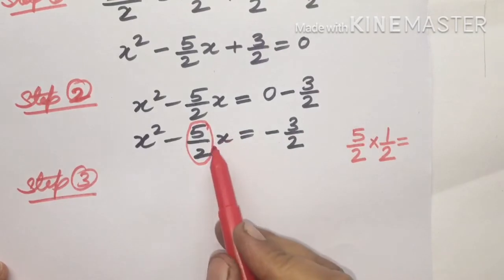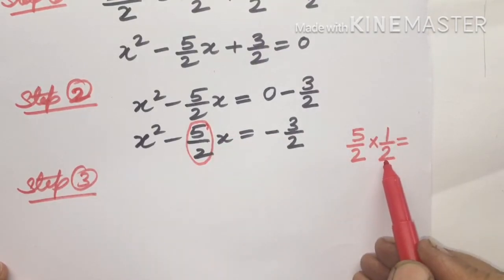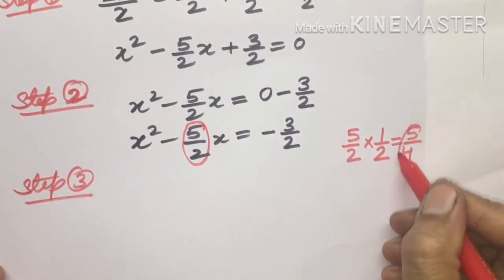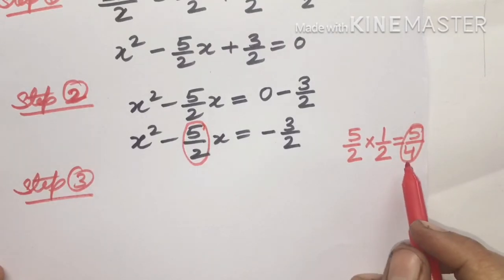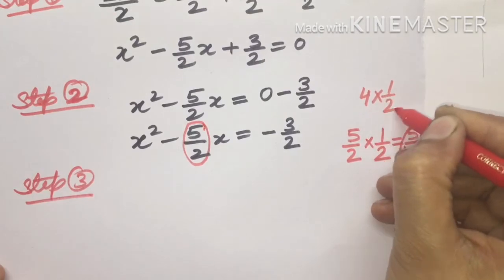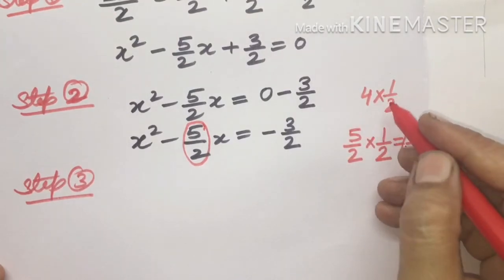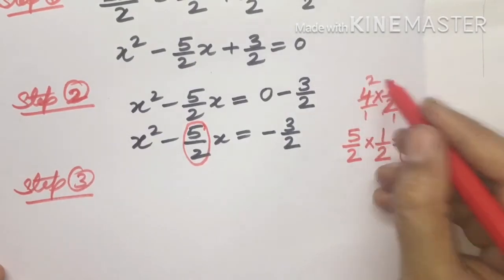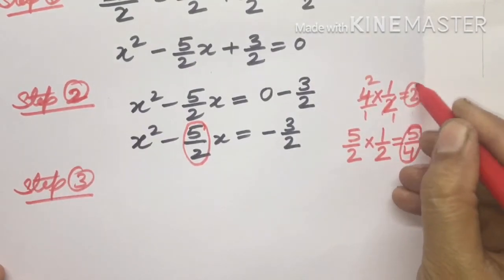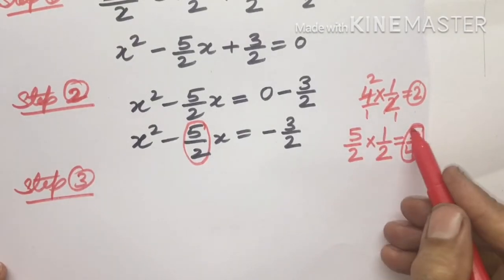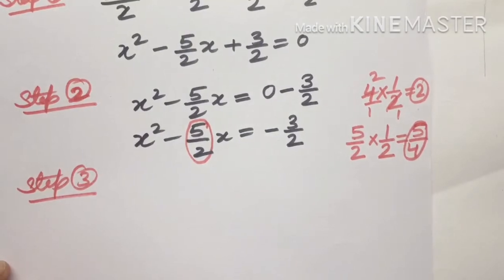So 5 upon 2 is the number along with x. I will multiply that number with the half, 1 upon 2. So 5 ones are 5, upon 2 twos are 4. 5 upon 4 is the final number now. If there is 4, then to find the half of that, it means 4 into 1 upon 2. So 2 ones are 2, 2 twos are 4, the answer will come 2. In that way we can take half of that number. So now the number is 5 upon 4.